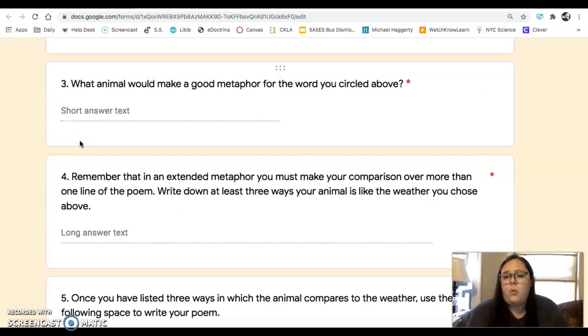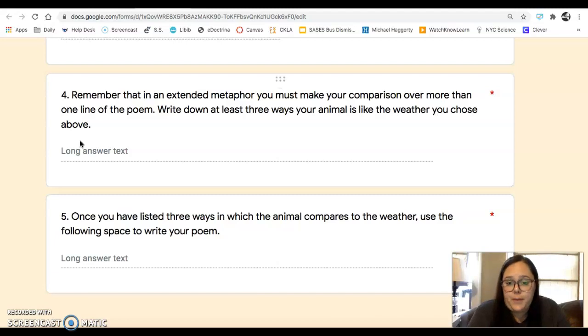Now you're going to think about what animal you want to compare it to. So Carl Sandburg used the cat. Think about your weather. What kind of animal is it similar to? If it is a peaceful kind of weather, you might want to choose a nice, quiet, peaceful kind of animal. If it's a loud, scary type of weather, you're going to want to choose a loud, scary type of animal. So make sure they're similar to the weather you chose.